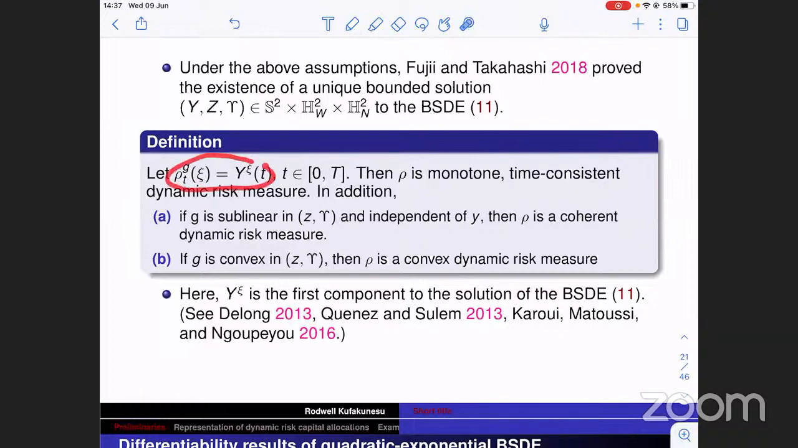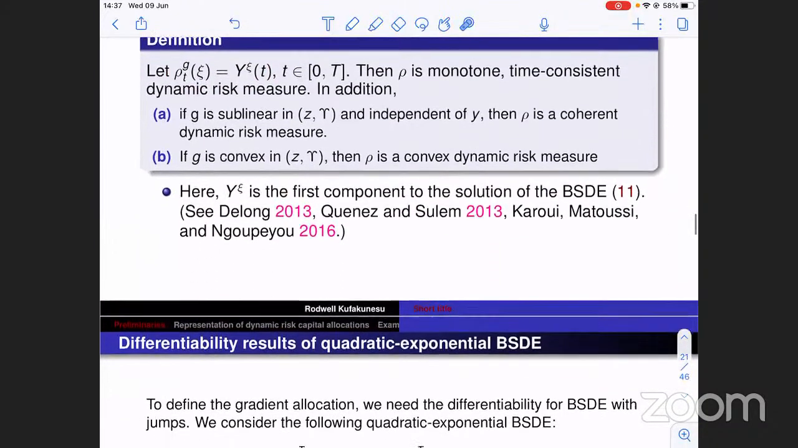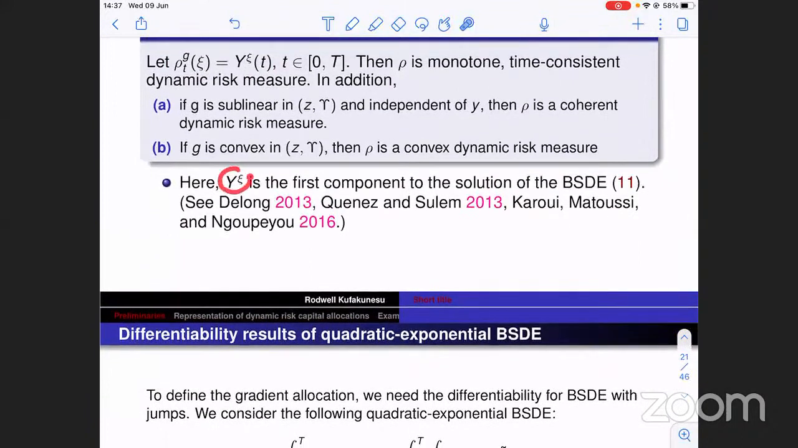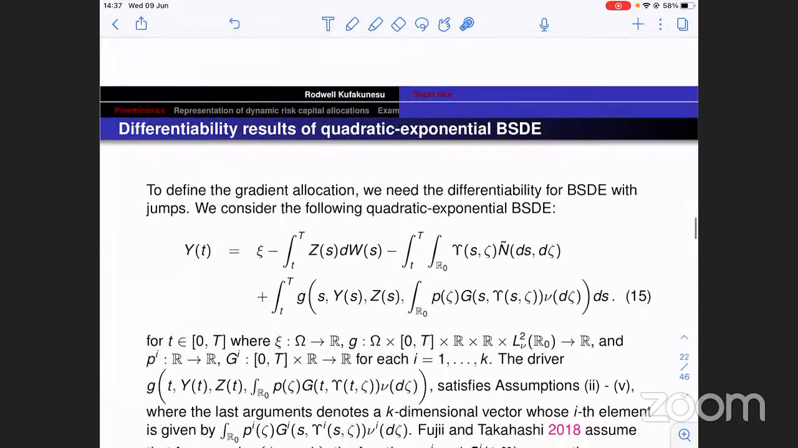And we do not have in our solution the parameter, the process Z. So Y is the first component of the solution. Quinn and Solem proved that Z is not involved in connection to dynamic risk measures.